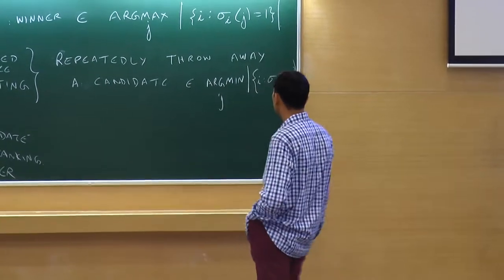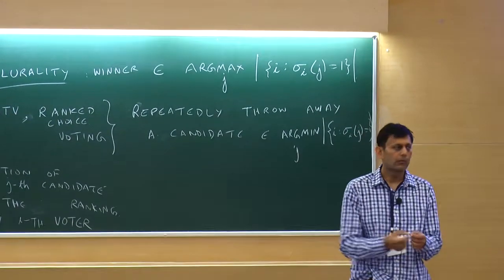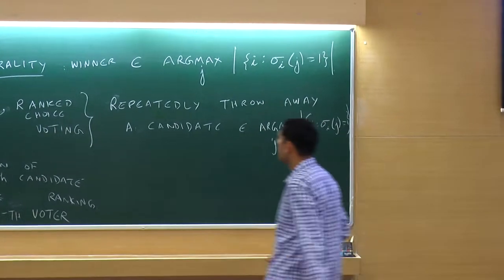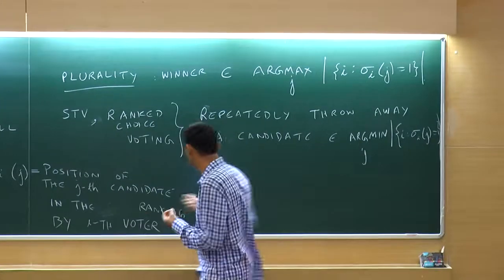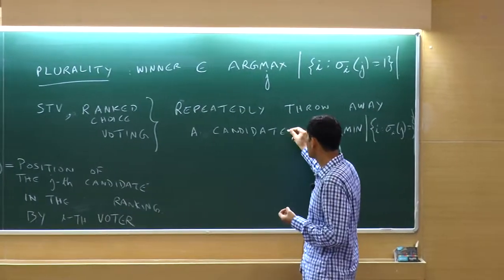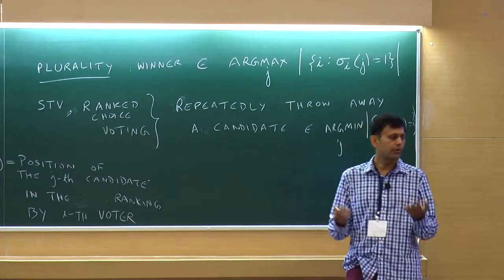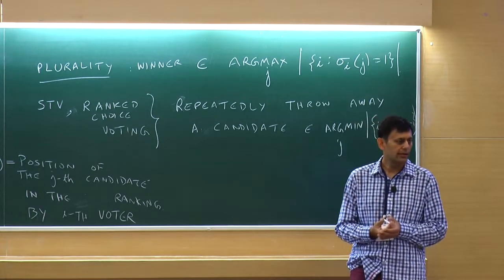Single transferable vote works like this: repeatedly throw away the candidate who gets the fewest first-place votes. When you're left with only one person, you declare that person the winner. Single transferable vote, or rank choice voting, is also amenable to choosing many winners. You keep throwing people away, and if you want to choose k winners, you stop when you're left with k people.